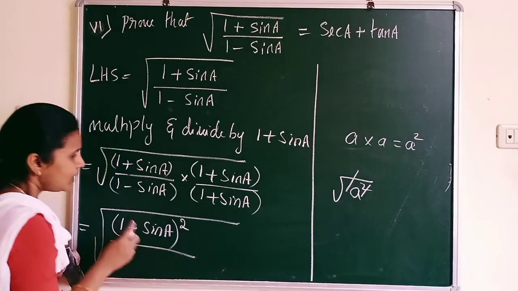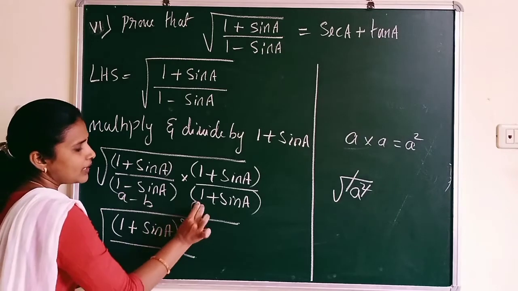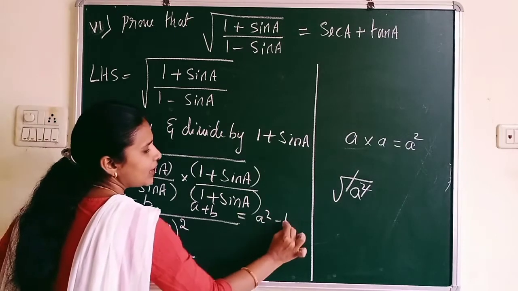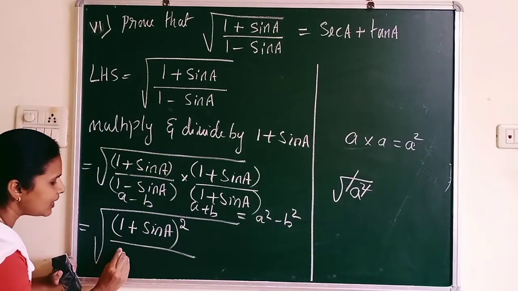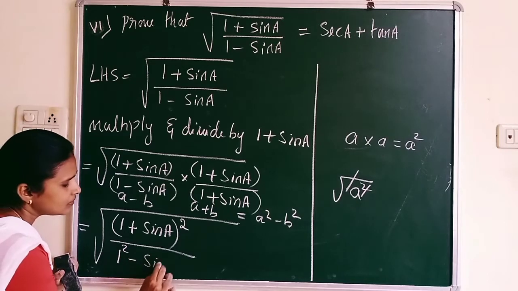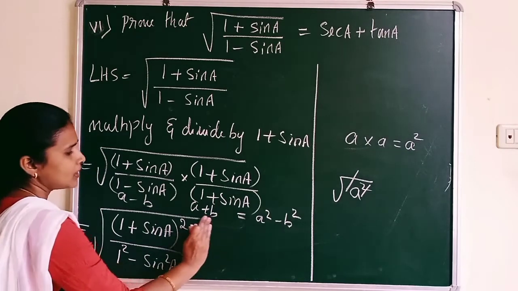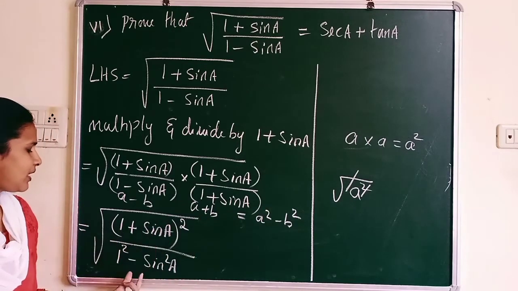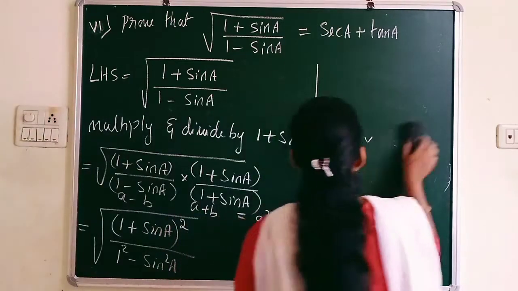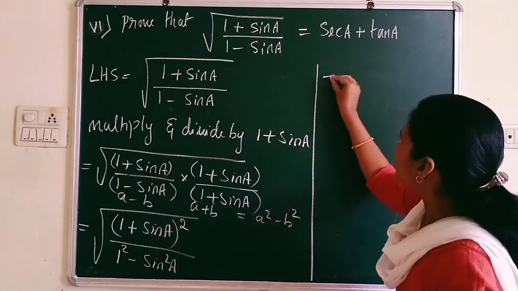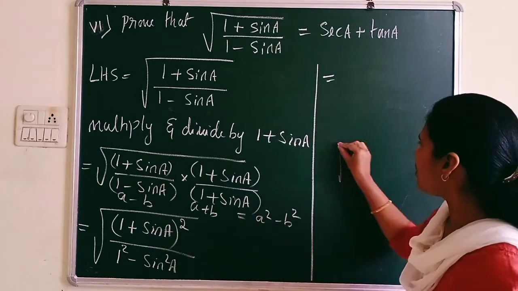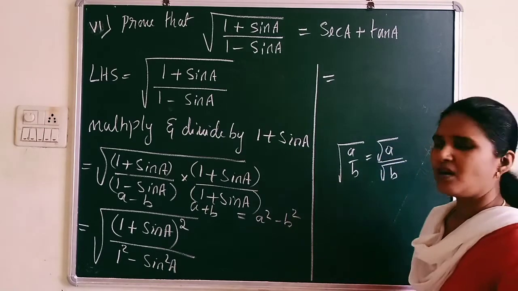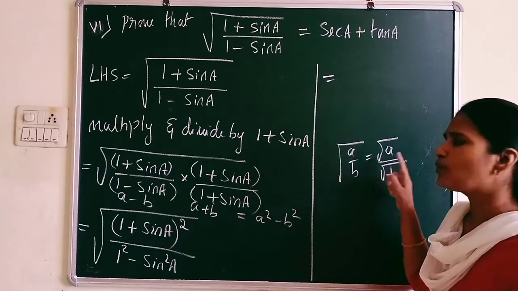Now in the denominator, is it not the algebraic identity a minus b into a plus b? So a minus b into a plus b equals what? A square minus b square. Use that in the denominator: 1 square minus sin square A. So this is now converted to 1 plus sin A whole square divided by 1 square minus sin square A. Still you can separate this root. You know that root of a by b can be written as root a by root b. This is one law you learned in 8th standard.